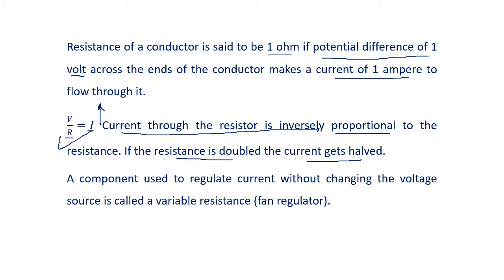So sometimes we have resistances which have a fixed value, and sometimes we have variable resistance which can be changed. For example, a fan regulator. Have you seen a fan regulator? When you increase the fan regulator, you're actually decreasing the resistance, so the current increases and the fan moves faster.